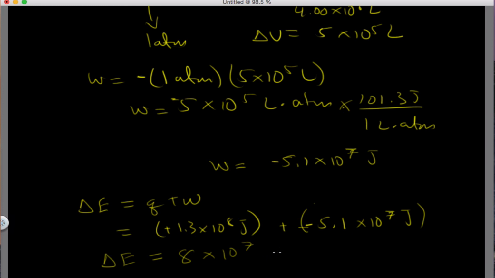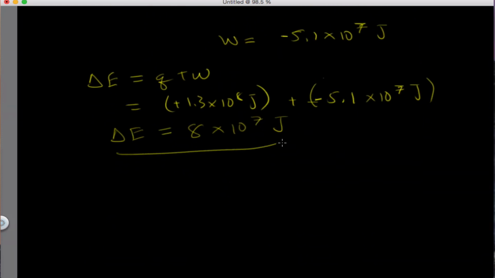Does this make sense? Since more energy is added through heating than the gas expends doing work as it expands, there's a net increase in internal energy of the gas in the balloon. That's why delta E is positive in this case.